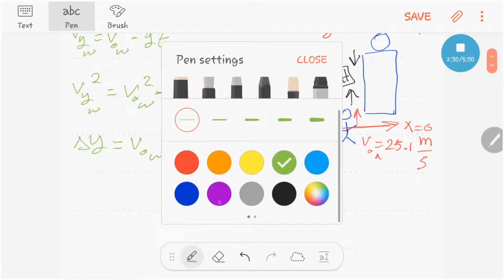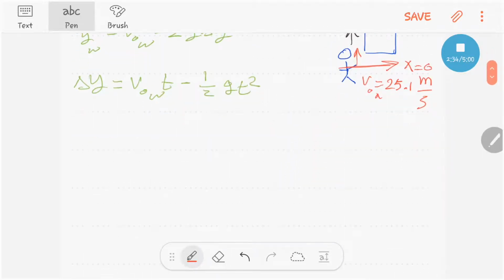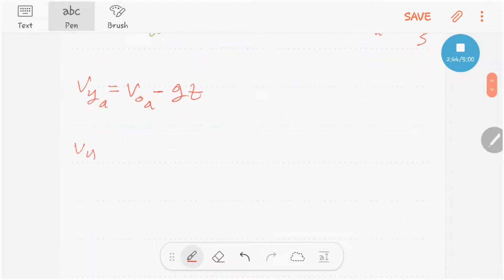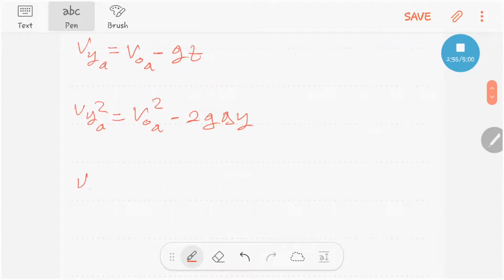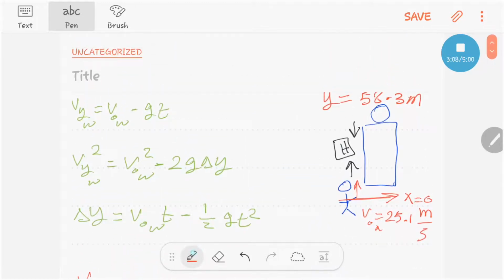Now let's write the equations for the arrow. Vya equals v naught a minus gt. Vya squared equals v naught a squared minus 2g delta y. Delta y equals v naught a t minus half gt squared. Now we have the equations for both the watermelon and the arrow.